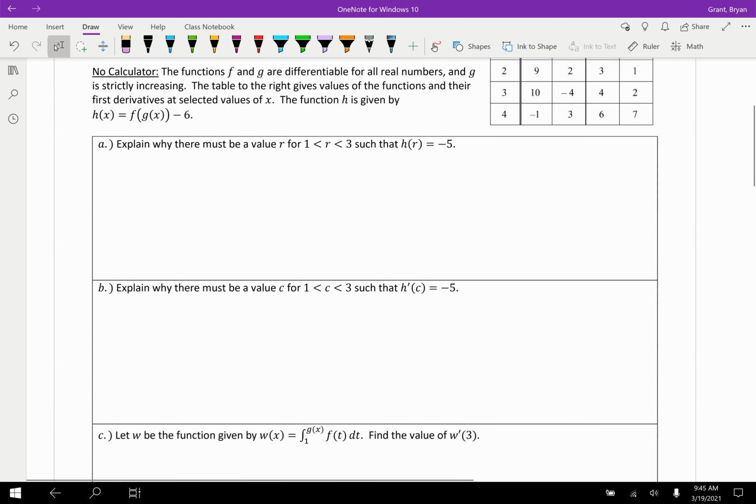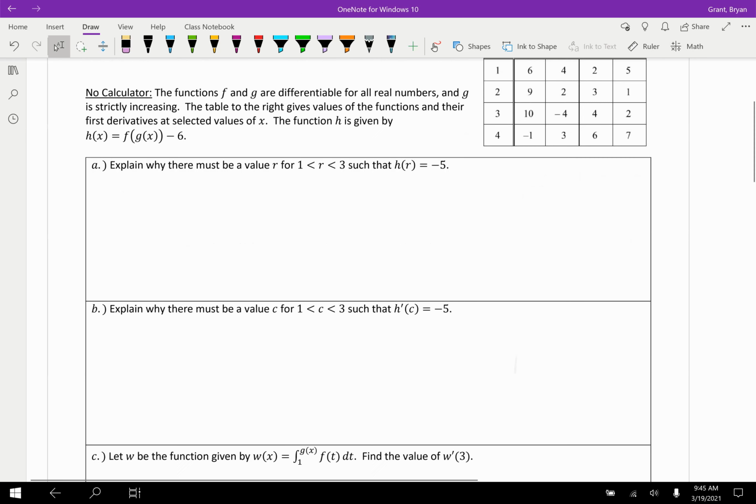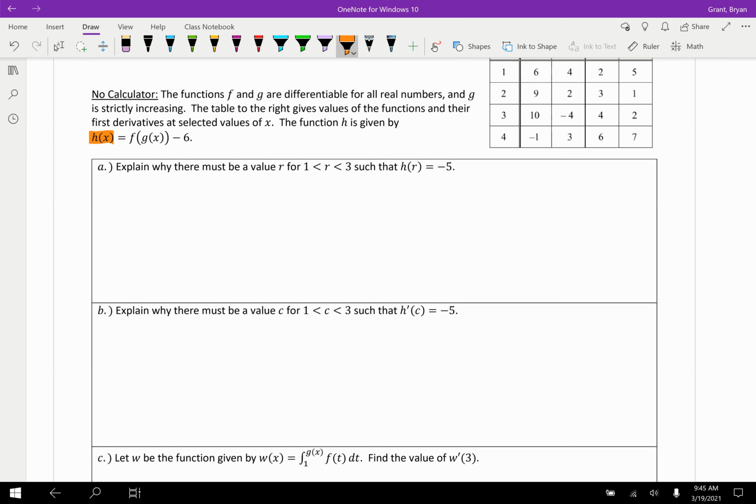All right, well, let's begin. Explain why there must be a value r for r between 1 and 3 such that h of r equals -5. Well, I'm looking at an equation h of x and a guarantee for h of r. This is one of those weird ones where we're not actually going to be doing any calculus here. This is a theorem, right? Explain why, explain why. In fact, I think both of these are going to be theorems.